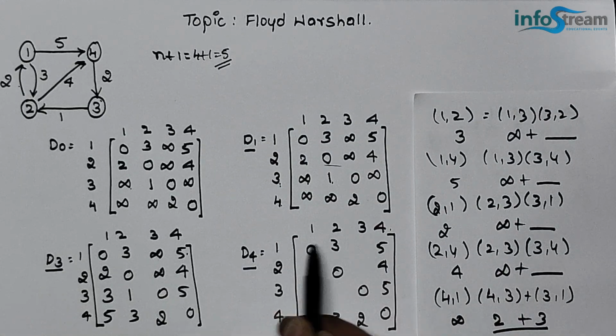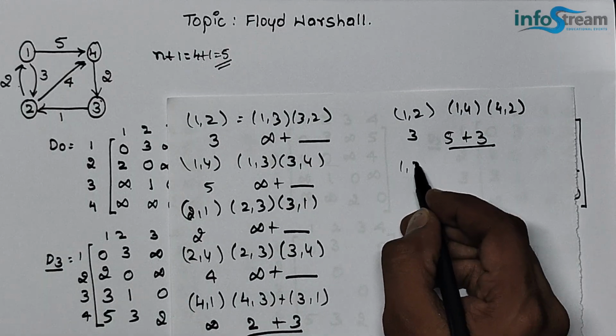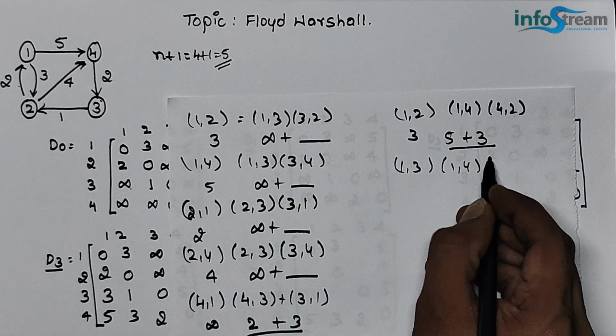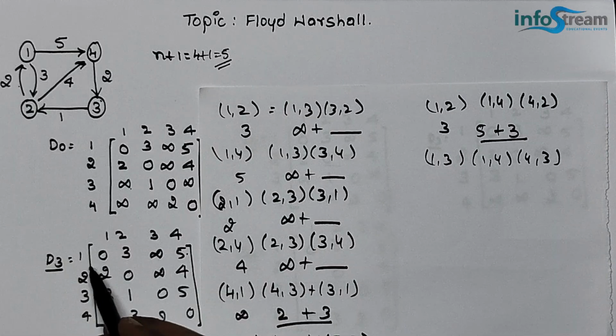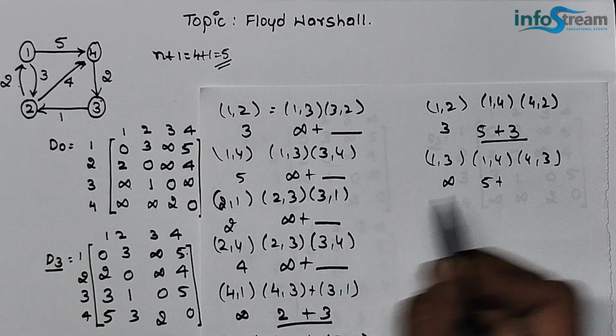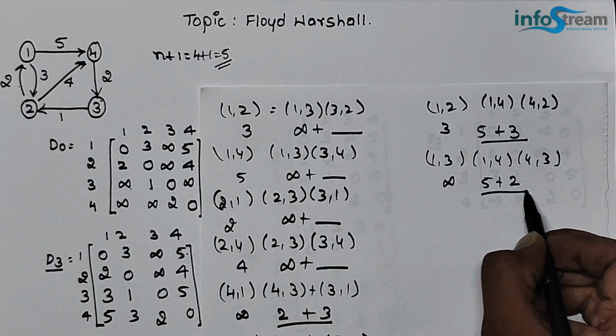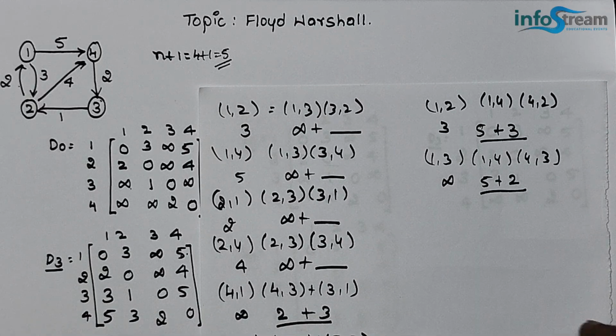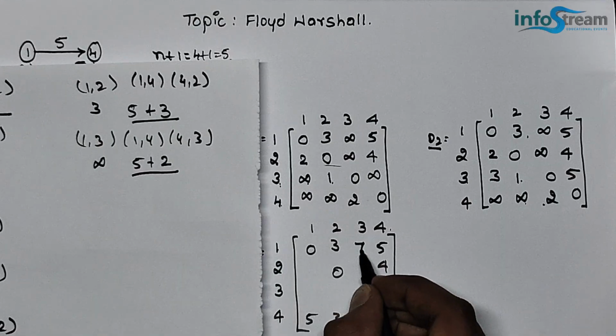Now let's find the value of 1 comma 3. So 1 comma 3 means from 1 to 4, 4 to 3. Value of 1 comma 3 is infinity. Value of 1 comma 4 is 5 plus 4 comma 3 is 2. 5 plus 2 will be 7. Among 7 and infinity, 7 is the smaller one.